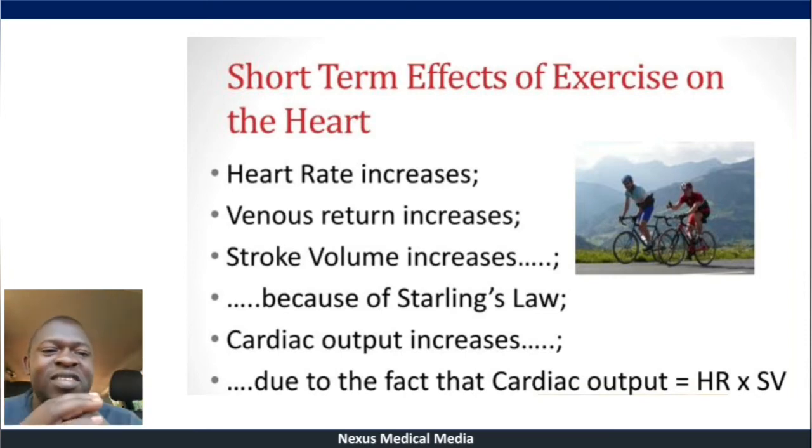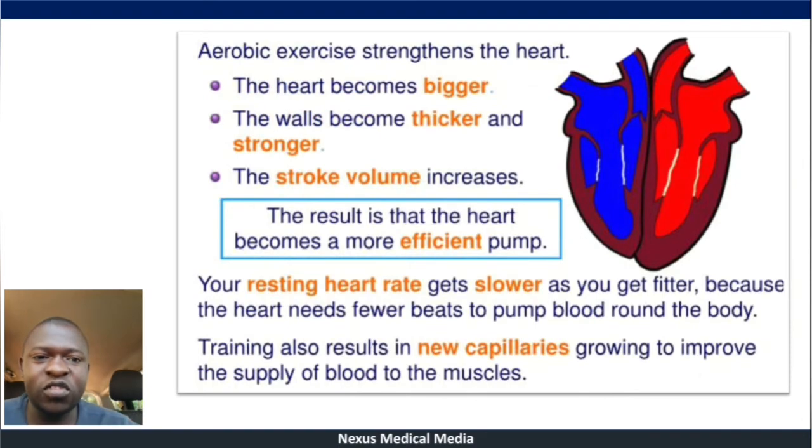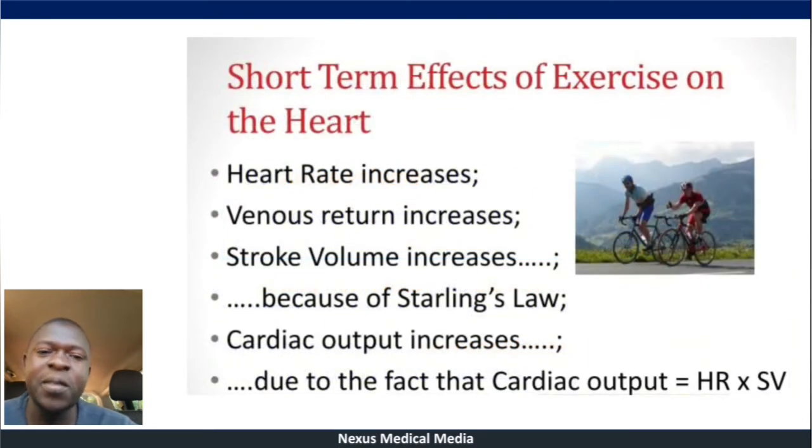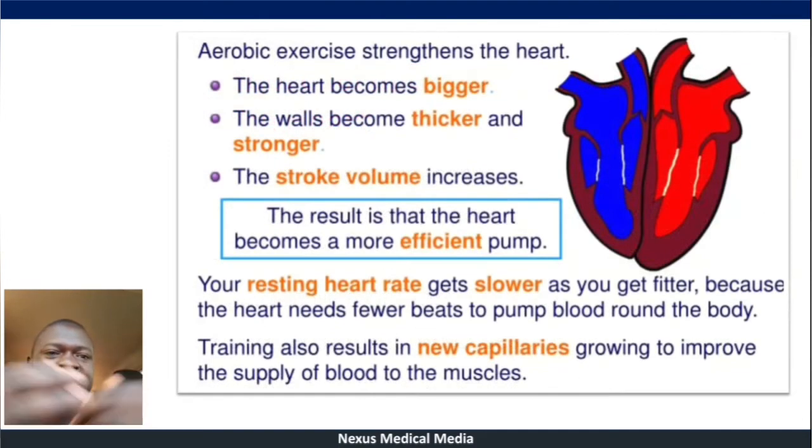All right, so next is the cardiac output. It also increases, because cardiac output is heart rate times stroke volume, and I told you the stroke volume and the heart rate increase. It means the cardiac output will be increased too. So these are the short-term effects. Next will be the long-term effects, which are the effects on the heart itself.